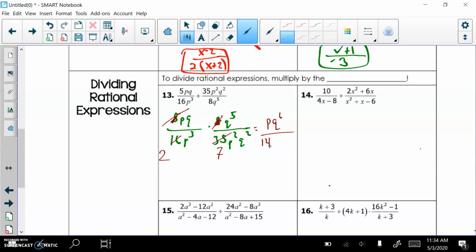Okay. And then P to the 5th, Q to the 2nd. And now we can clean up our letters. P over P to the 5th. Draw my line. 14 still down here. P to the 4th in the denominator. Q to the 4th.